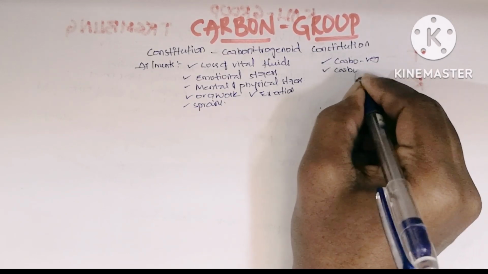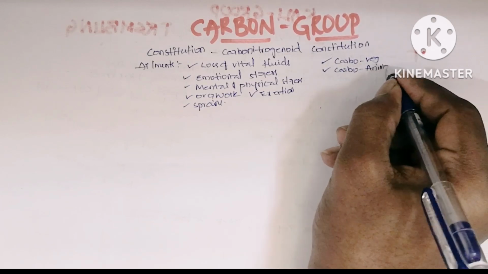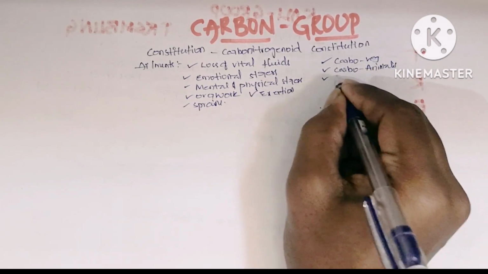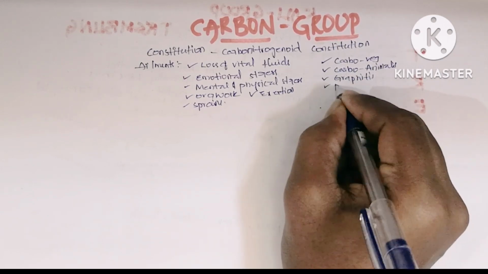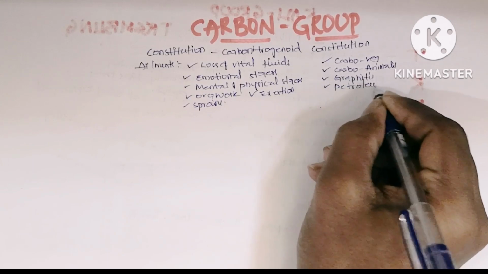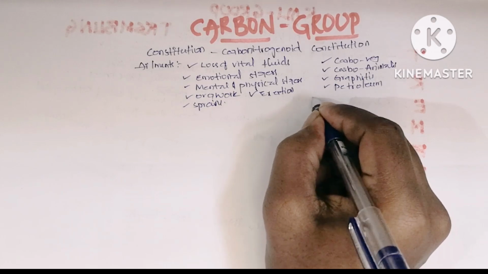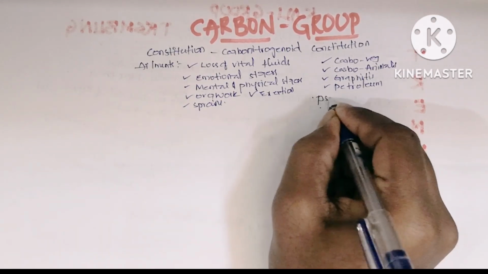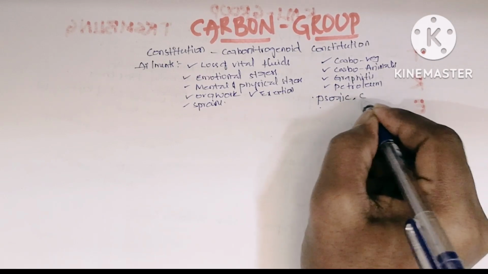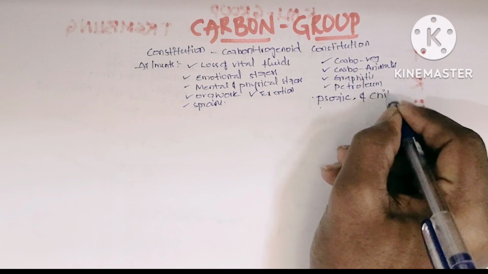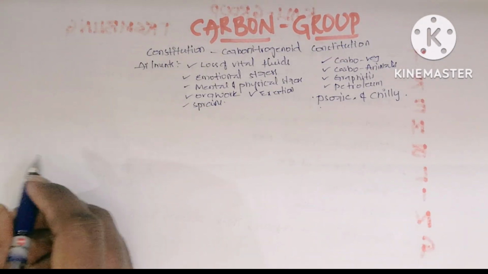And some important remedies are Carbo vegetabilis, Carbo animalis, Graphites, Petroleum and Creosotum. And all carbon groups are psoric in nature and all carbon groups are chilly.